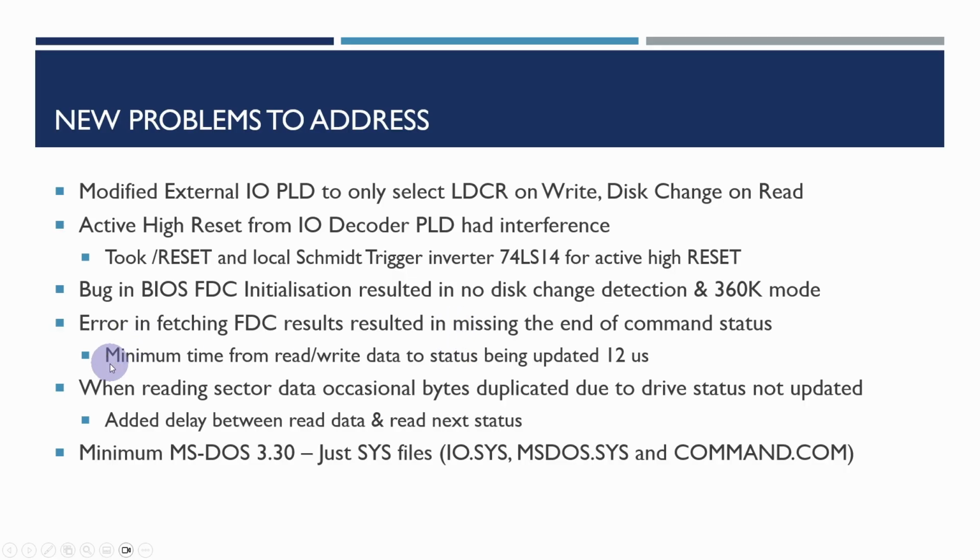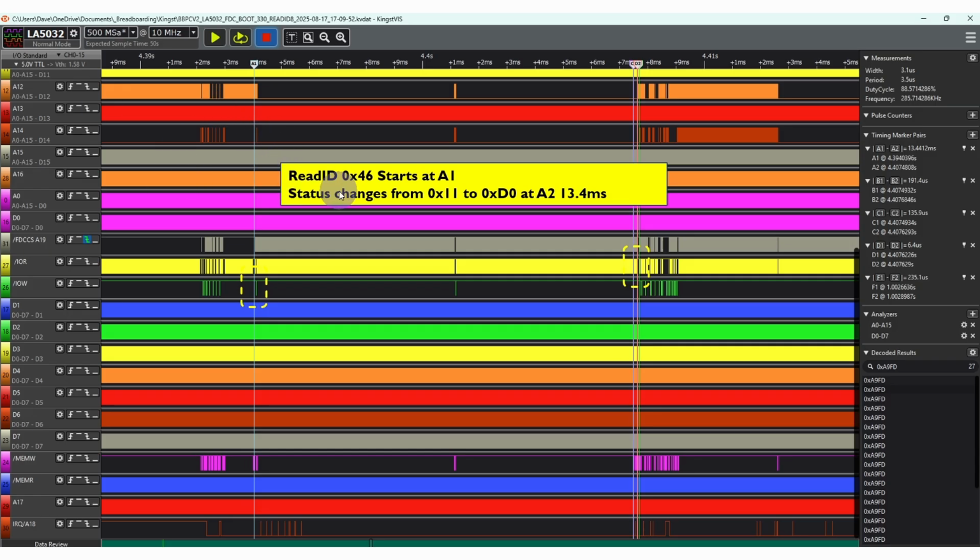Now to cut a long story short, from going back to the original datasheet, the minimum time from reading or writing data to the status being updated is 12 microseconds, and in fact in this particular case it turned out that we were actually reading the status information in less time than that. So this screen grab here shows that during the read ID, which starts at A1, the status changes from the 11 to D0, that indicates that in fact we've got data ready to be read. It's after about 13.4 milliseconds.